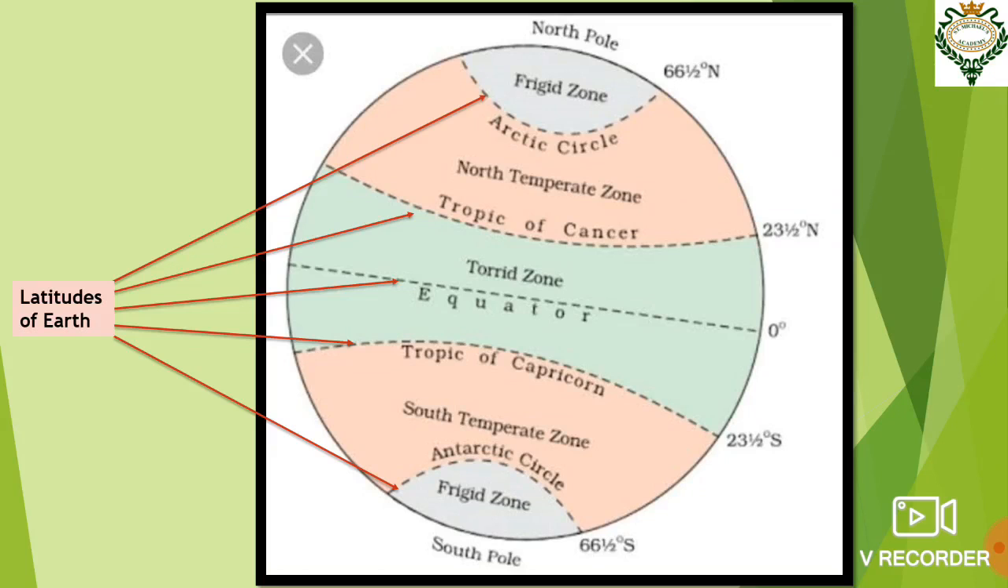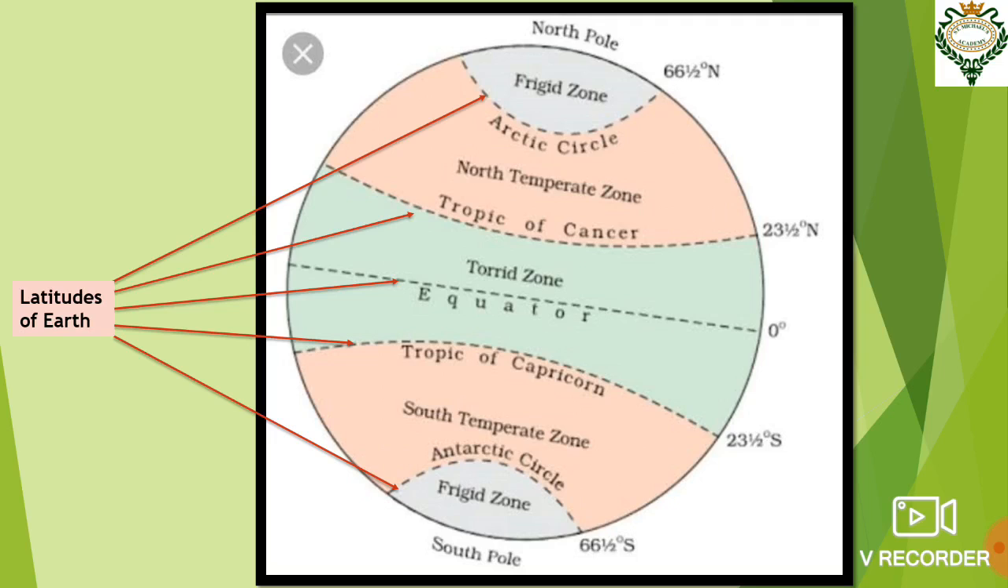Torrid zone. This zone lies between the Tropic of Cancer and the Tropic of Capricorn. As these areas are closer to the equator, they receive vertical rays of the sun throughout the year. So they experience high temperatures and they receive rainfall all year long.